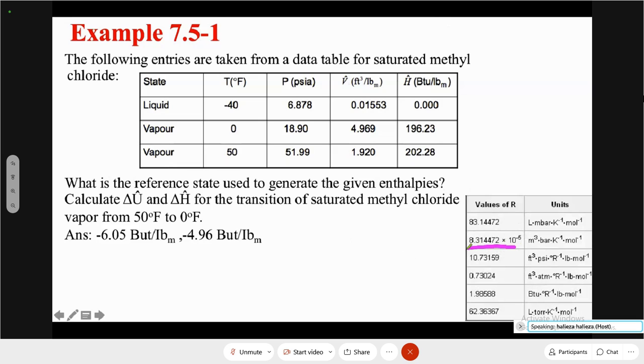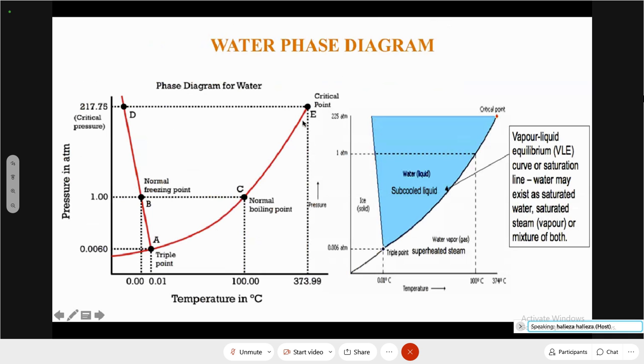Okay, this is the value. Okay, now I managed to get it. That's the value of our gas constant that we used just now, and the other value with BTU is that value. Those are the two gas constants we used just now in order to convert into BTU per pound mass. That's what we did just now. Okay, now let's go to our next topic.